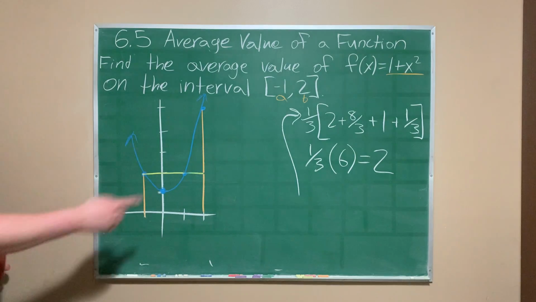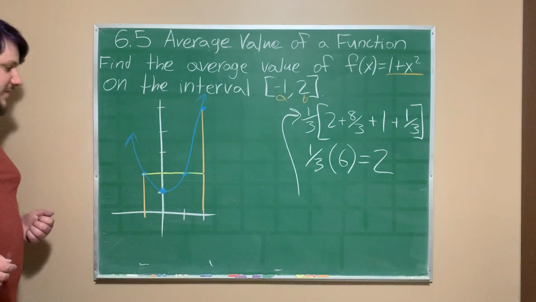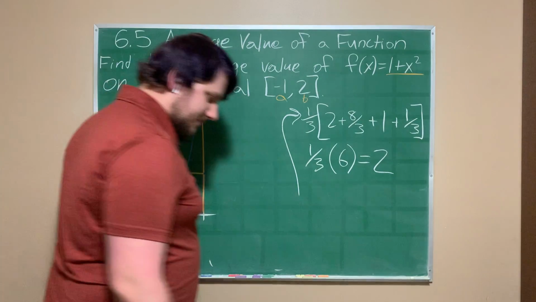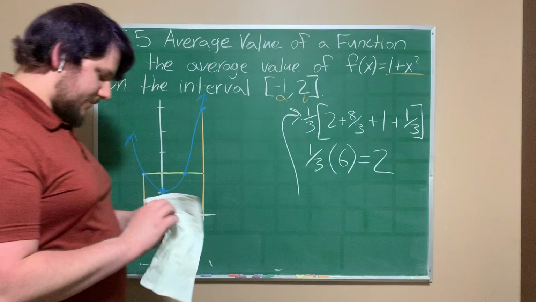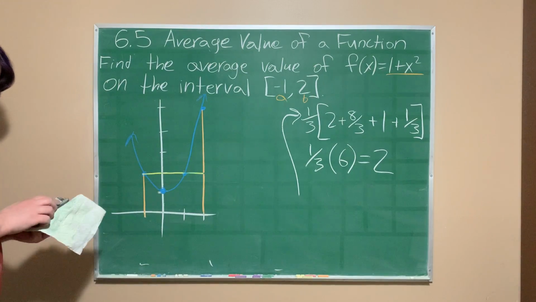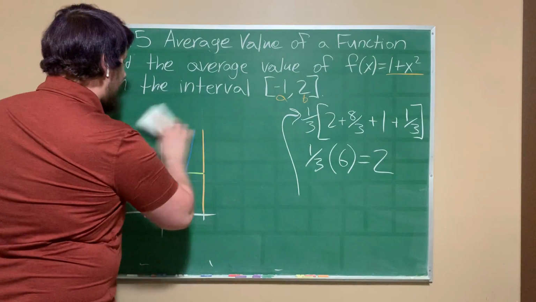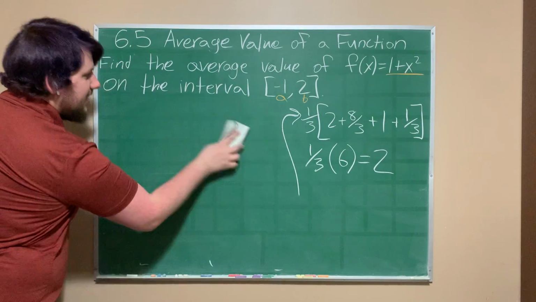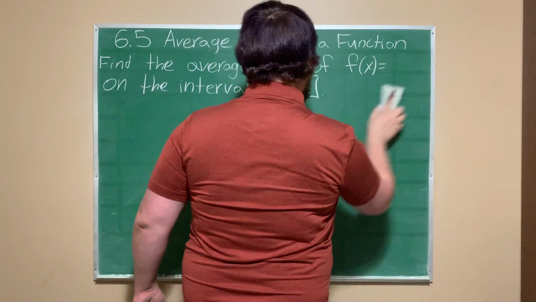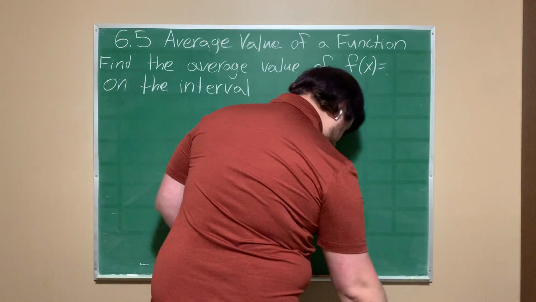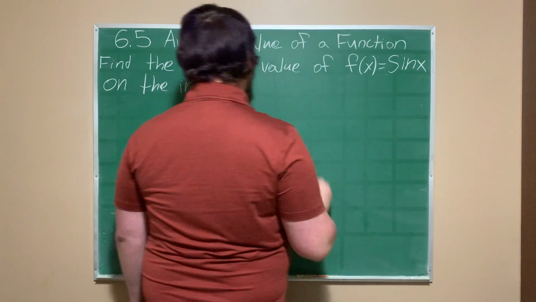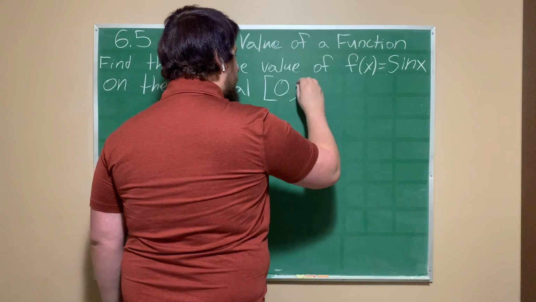Okay, so there's the calculation, there's the intuition that goes along with it. This is the idea of the average value of a function. Let's try another example. We're going to change the function and change the interval. Let's look at the function f of x equals the sine of x on the interval from 0 to pi.